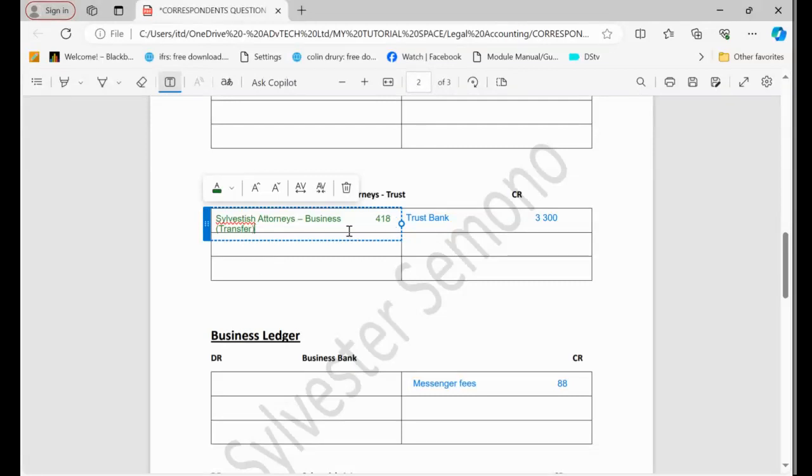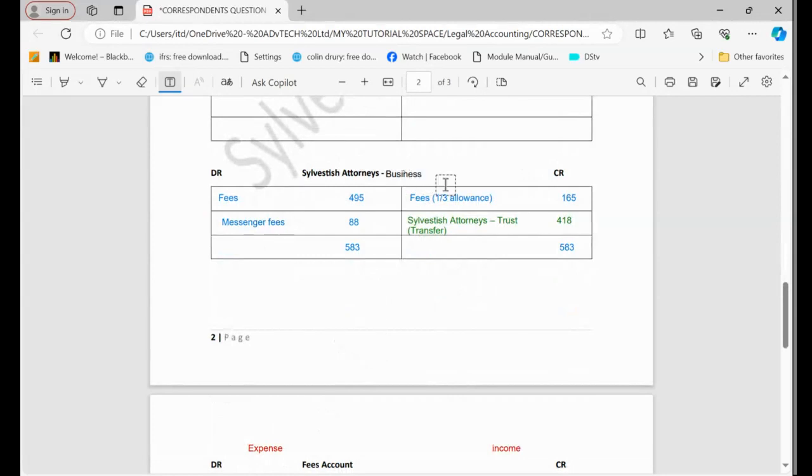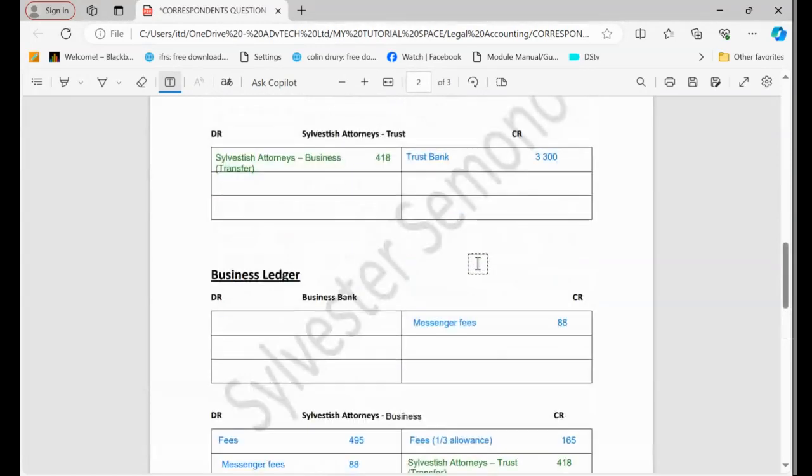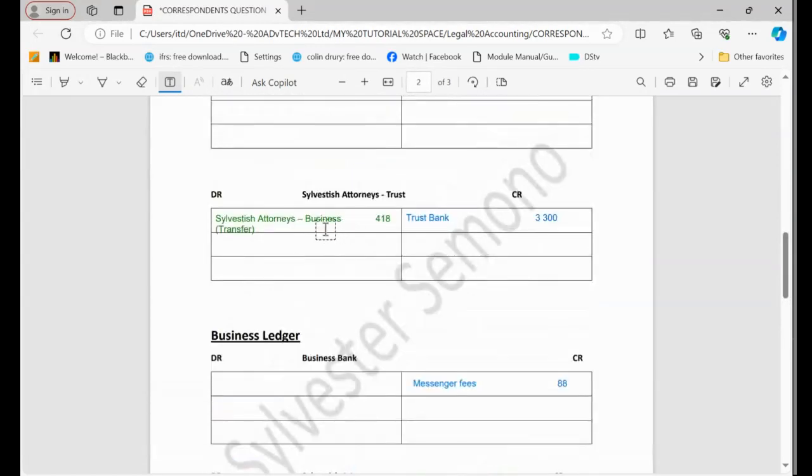Transfer. Okay, just to give you more information. Now, the transfer is from trust to business. Always the case. And remember, the transfer must also be taken further. From here, we must show the transfer between the two bank accounts, meaning from the trust bank account to the business bank account, not from the business bank account.